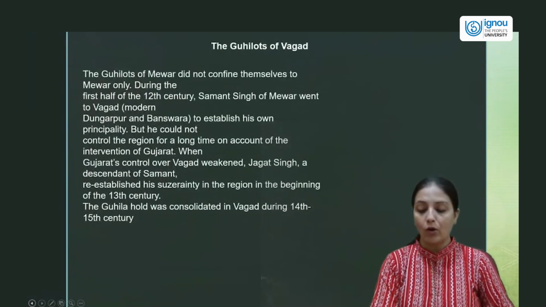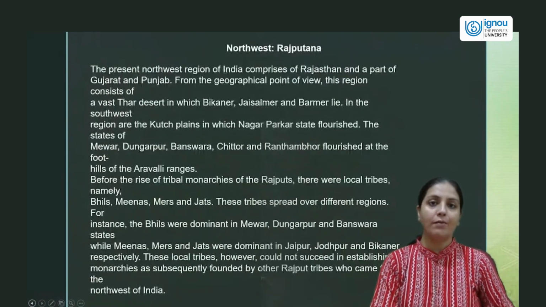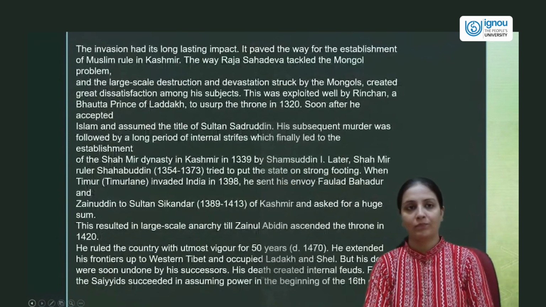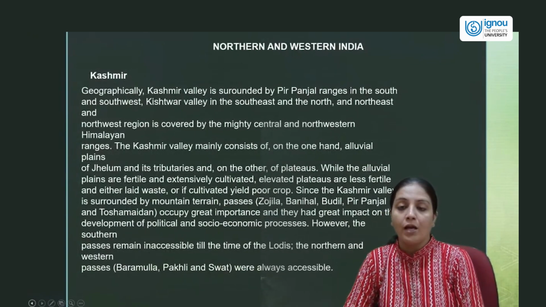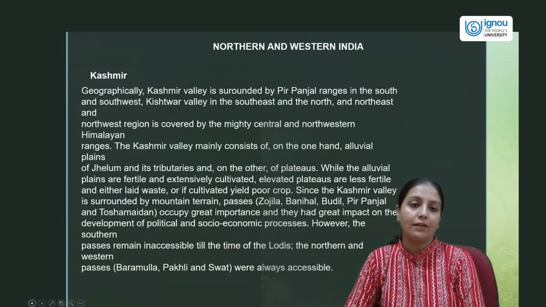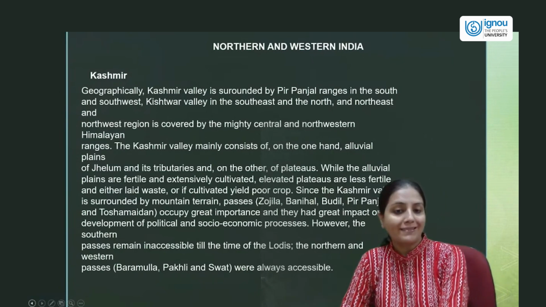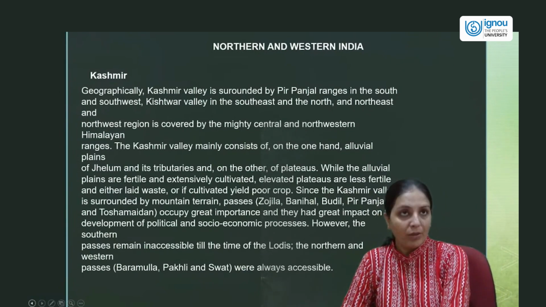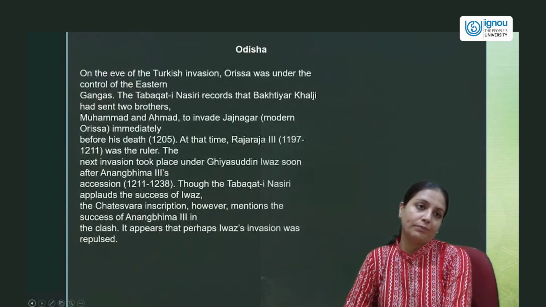Rathors of Bengal, Gehlots of Wagad, Gohilas, Sisodias. So many things we have studied. In the Northwest, we studied the Rajputana kingdoms. Next, we have studied Kashmir also. Kashmir was surrounded by ranges, mountains and valleys. The Kashmir Valley was also connected with mountain terrain and passes. So the people of that particular area were living peacefully.